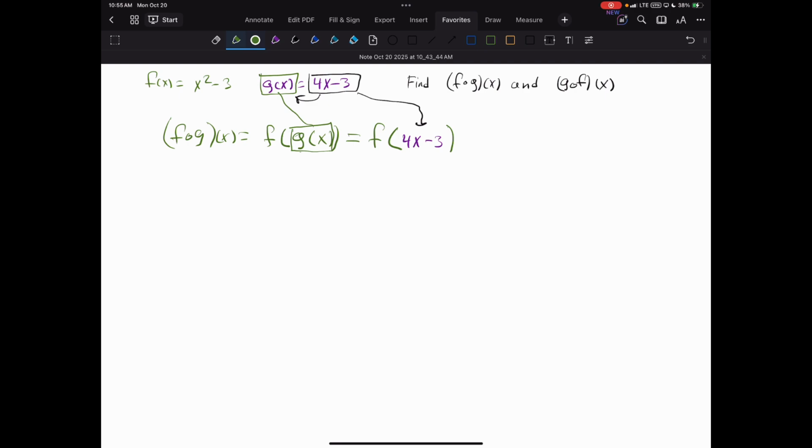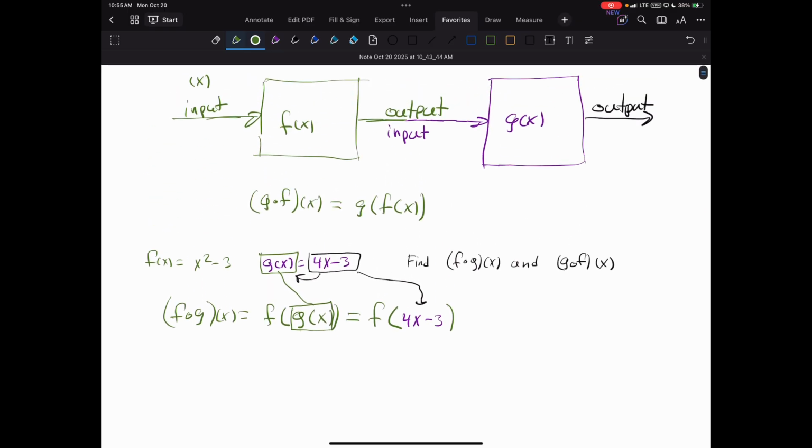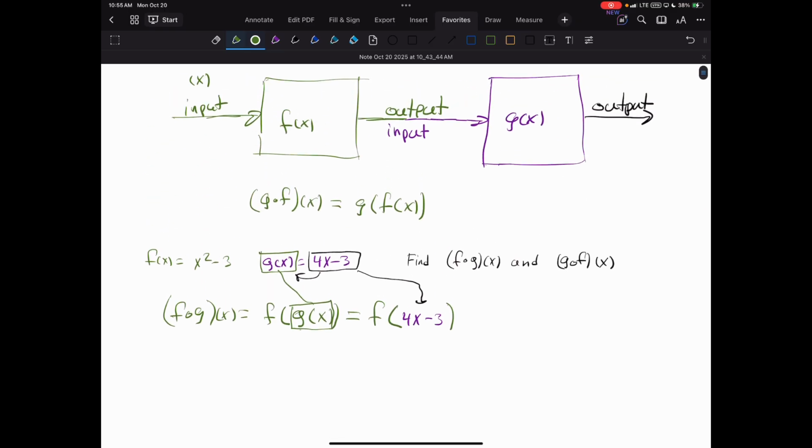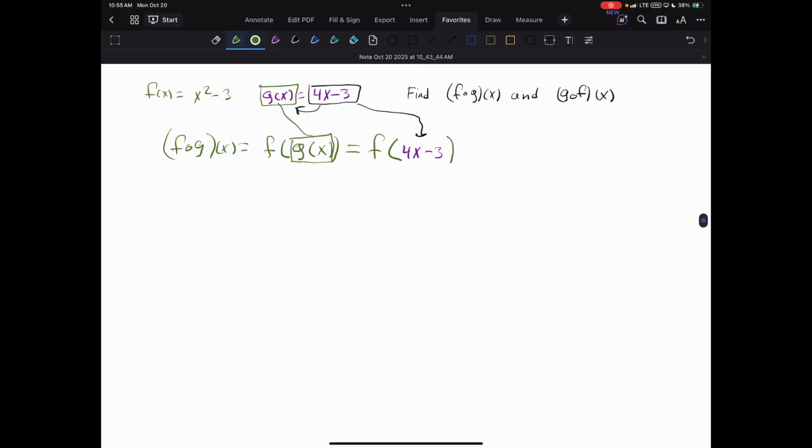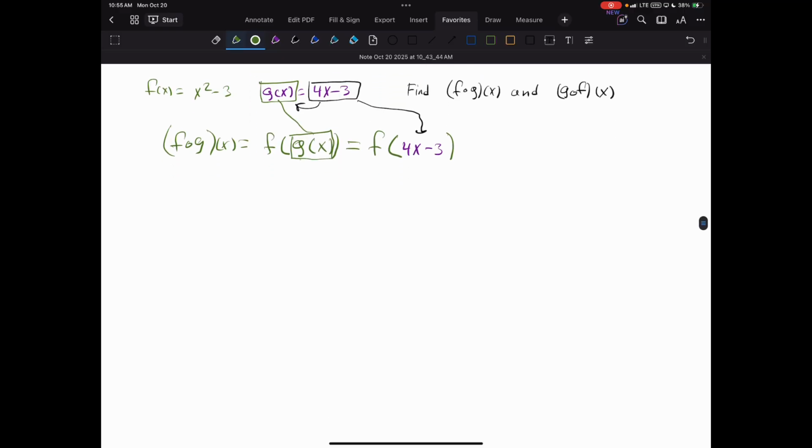The output of g of x becomes the input to f of x, just like in our drawings up here, except this I said was g circle f of x, and we're doing f circle g of x. And so it's exactly the opposite as far as the functions go. Okay, well, from there, I now want to take this 4x minus 3, that's my input to my f of x, and I want to plug it in for x.